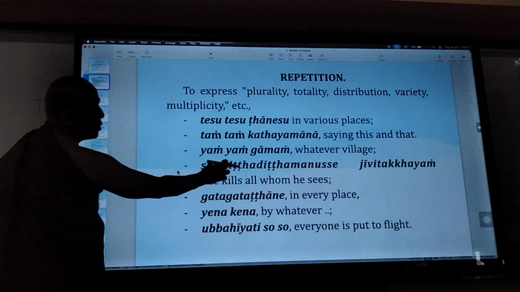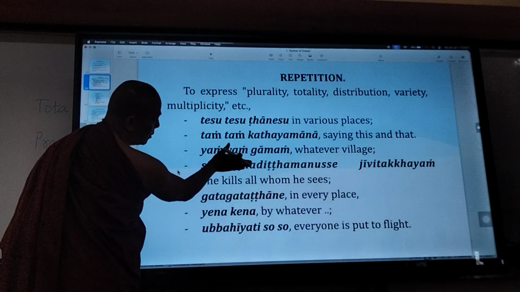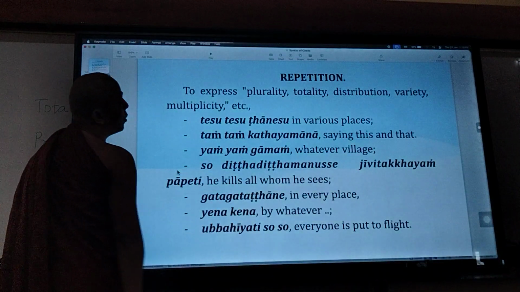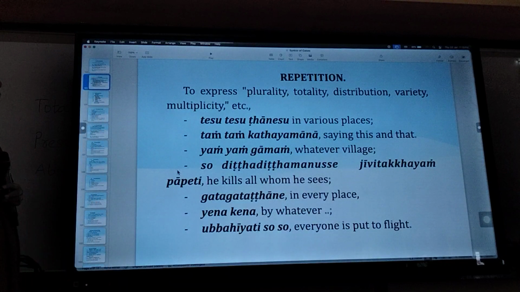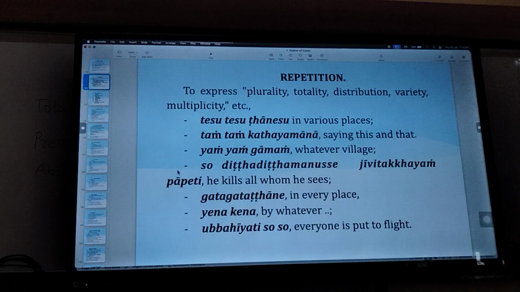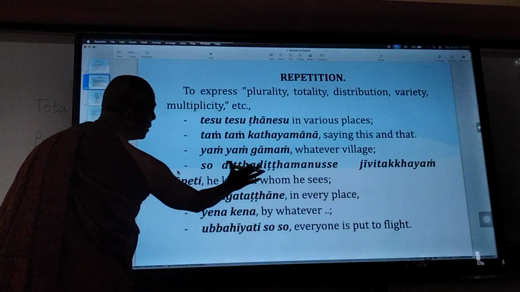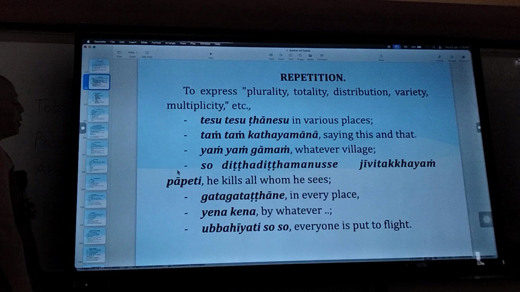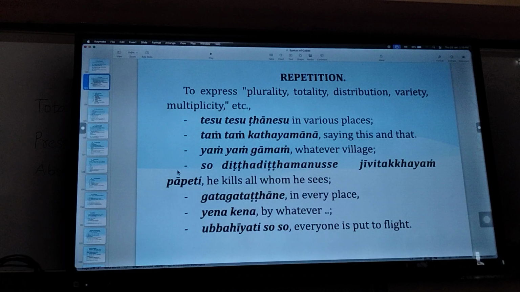But because of using data, so here the sense of all, plurality or totality. So whoever he sees, he cares. So in this way can be found, not separately with the case ended. Even in the compounded word, such a repetition also can be found in body.